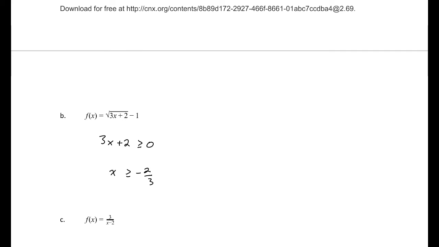So in interval notation, we would write that as negative 2/3 going on to infinity, including negative 2/3. And in our set builder notation, so again, I'm writing the same description twice in two different forms. X such that x is greater than or equal to negative 2/3.